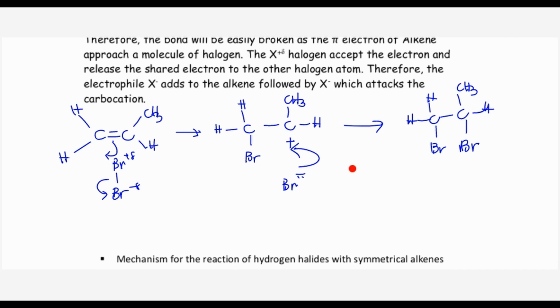Therefore, the electrophile X delta plus adds to the alkene, followed by X minus, the halide ion, which attacks the carbocation. Right? You have to know all these steps as I have written them.